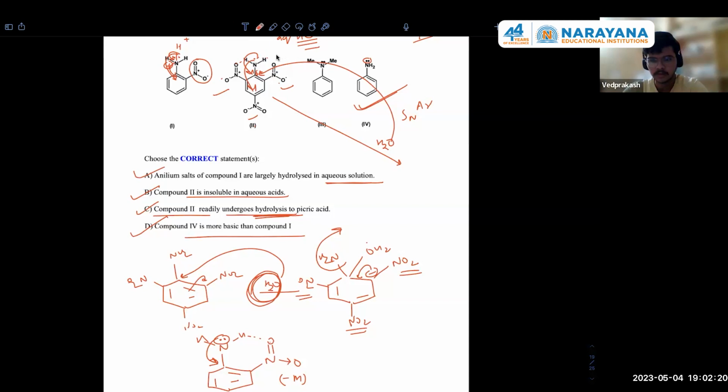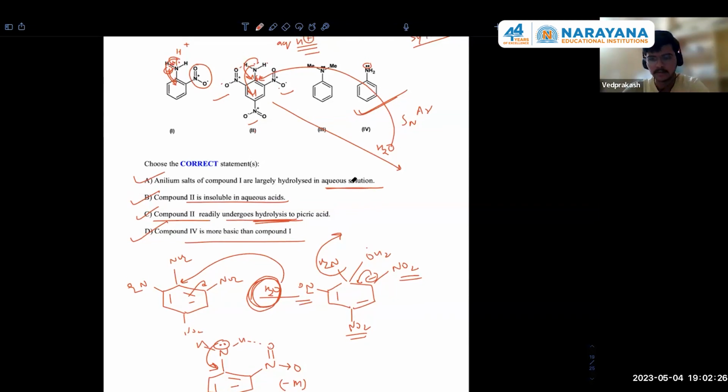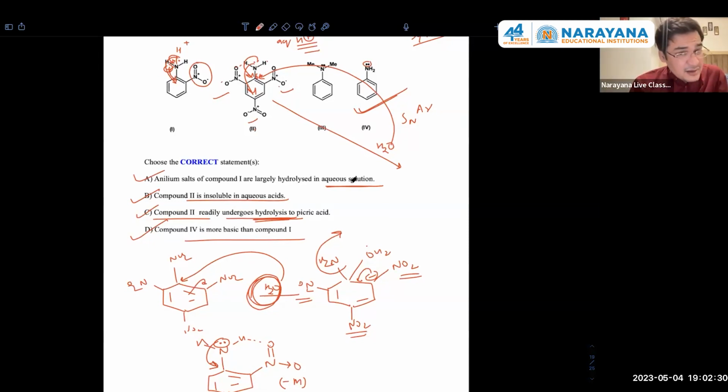Sir, I have a doubt in a compound. In the case of N,N,2-trimethylaniline, will there be steric hindrance? Okay, N,N,2-trimethyl. Yeah, there is steric hindrance. There will be steric hindrance. What is wrong in that? Yes, there will be steric hindrance. It may move out.